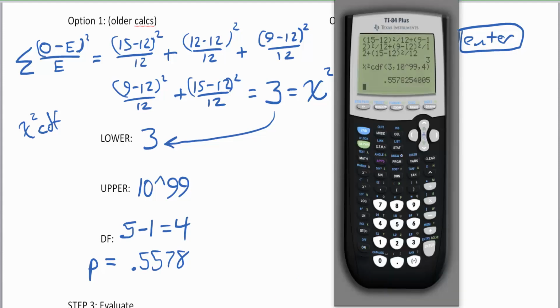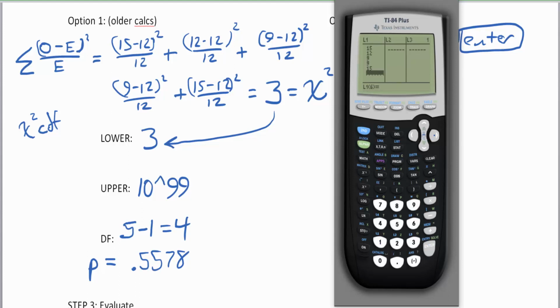Let's turn it on, because it probably fell asleep if you left it sitting alone for too long. Click the stat button, then click the enter button. Now, if you have junk in your list 1 and list 2, you can just move up to the top and hit clear, then enter, and it will all go away. So now let's type in our list 1. So 15, enter, 12, enter, 9, enter, 9, enter, and then lastly 15, enter.